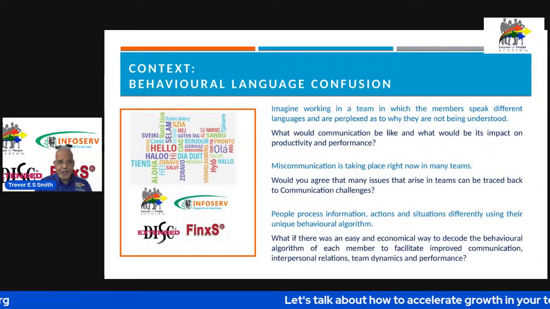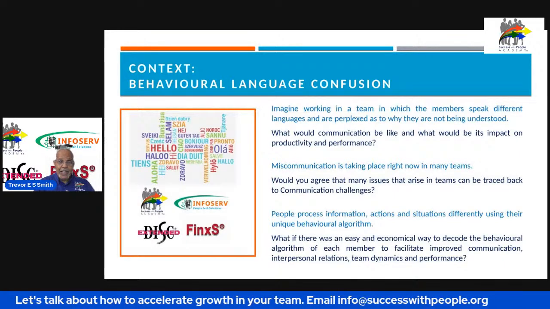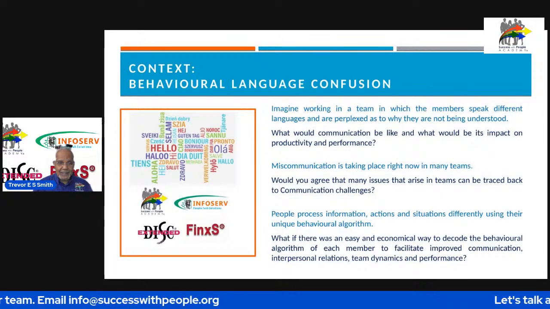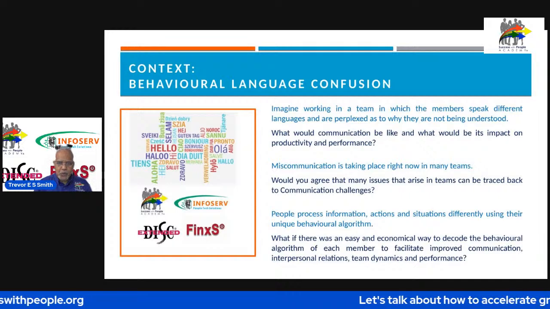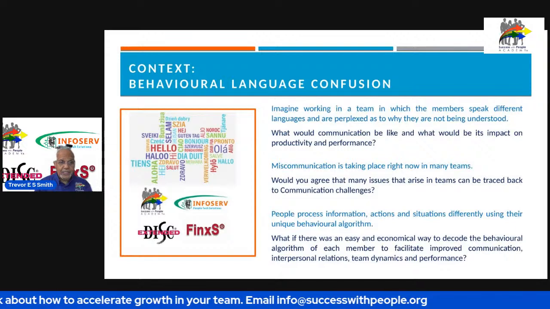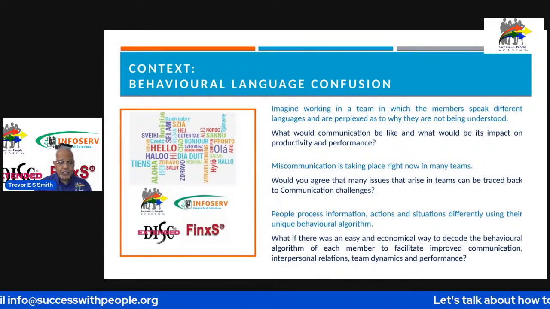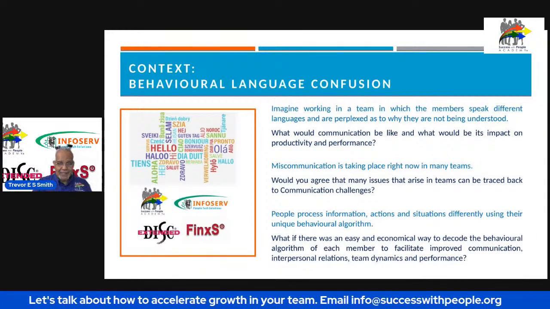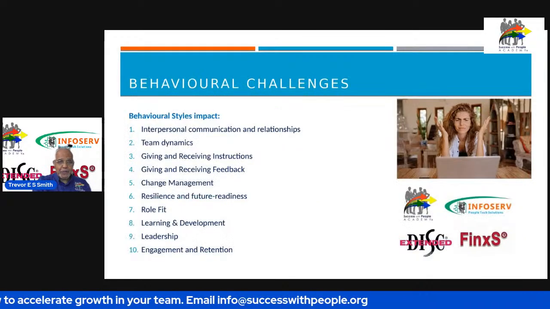What if we could find a mechanism then to better understand the dynamics, the algorithm, that processing system that individuals use to process incoming information? Would that not facilitate improved communication, interpersonal relationships, team dynamics, performance, productivity? Wouldn't that be a boost to performance in our teams and life in our teams? And more fun, more engagement, less conflict. Interesting. So that's where we want to go.